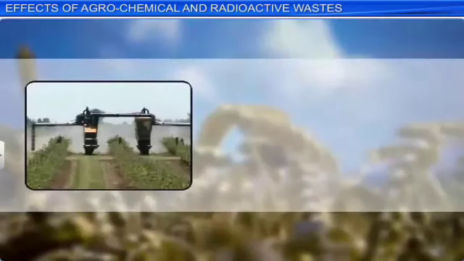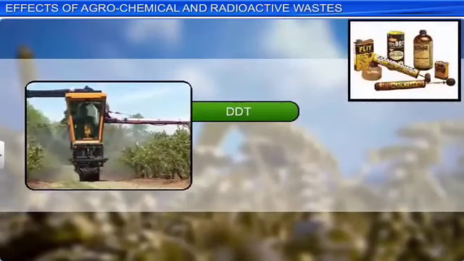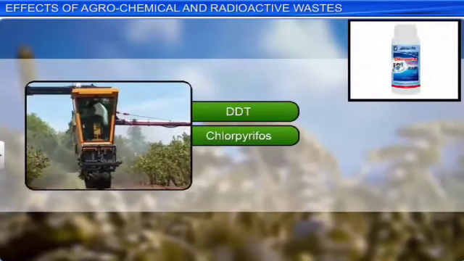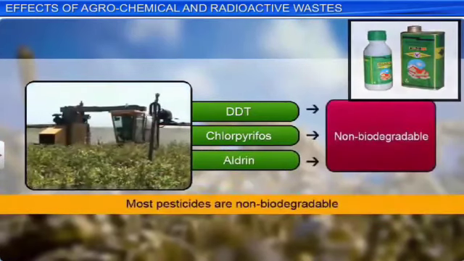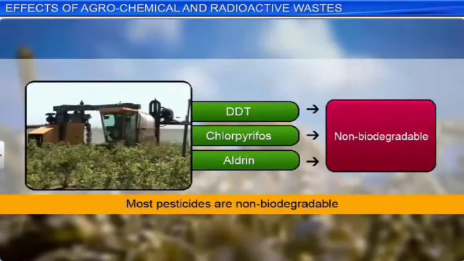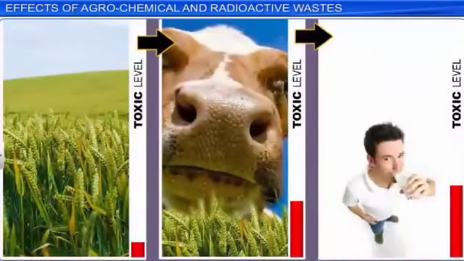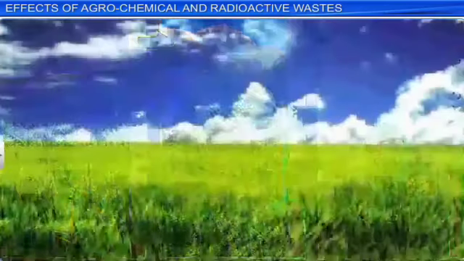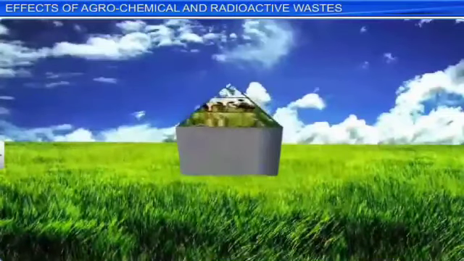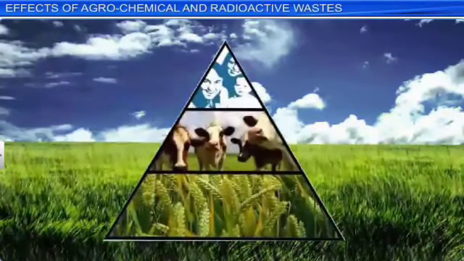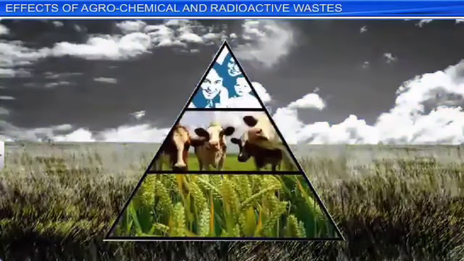In fact, most of the pesticides such as DDT, chlorpyrifos, and aldrin are non-biodegradable and are easily incorporated into the food chain, thereby causing biomagnification of the toxicant. For instance, biomagnification of chemicals in the terrestrial food chain includes grass, cattle, and human beings.